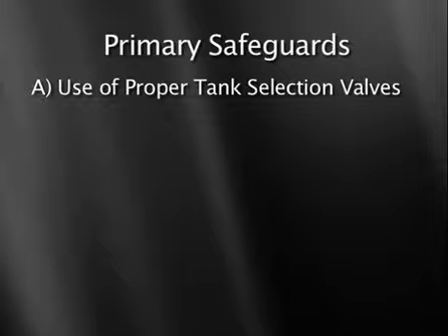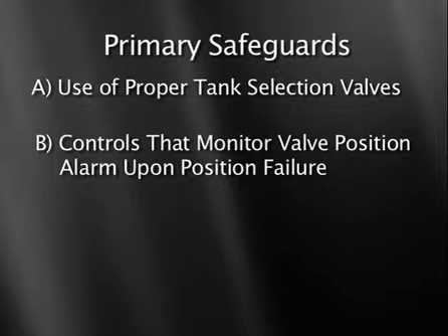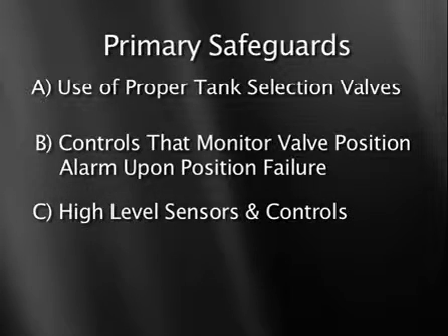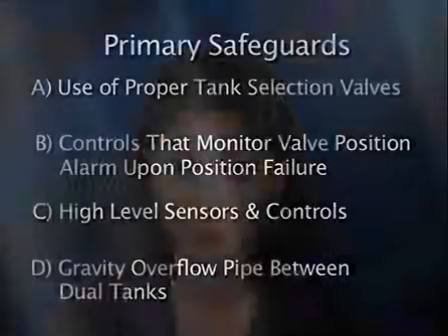The primary safeguards are: A. The use of proper tank selection valves. B. Controls that monitor valve position and alarm upon position failure. C. High-level sensors and controls that close return flow valves and stop operation when a high-level condition occurs. D. Where possible, a gravity overflow pipe between dual tanks. It is critically important for the valve systems to always provide an open return flow path from day tanks for overfill protection.